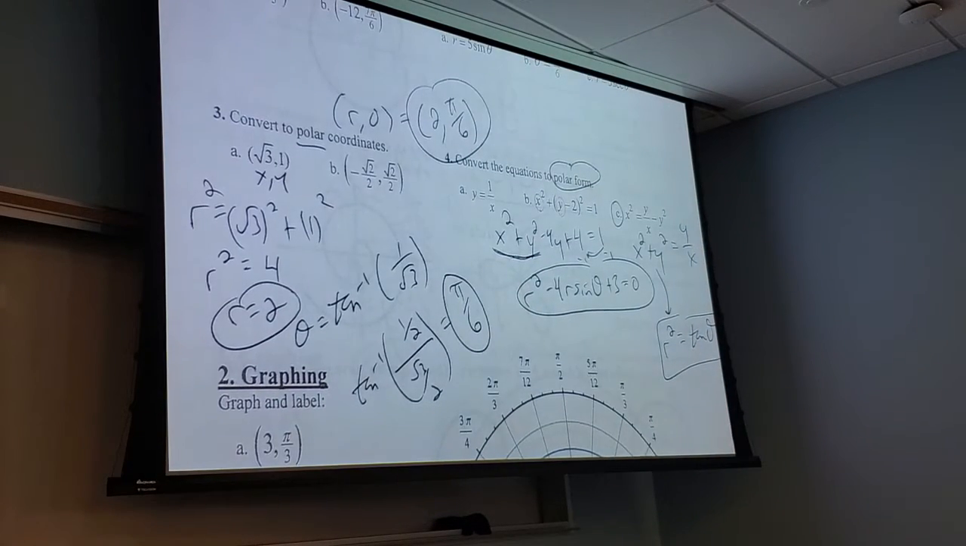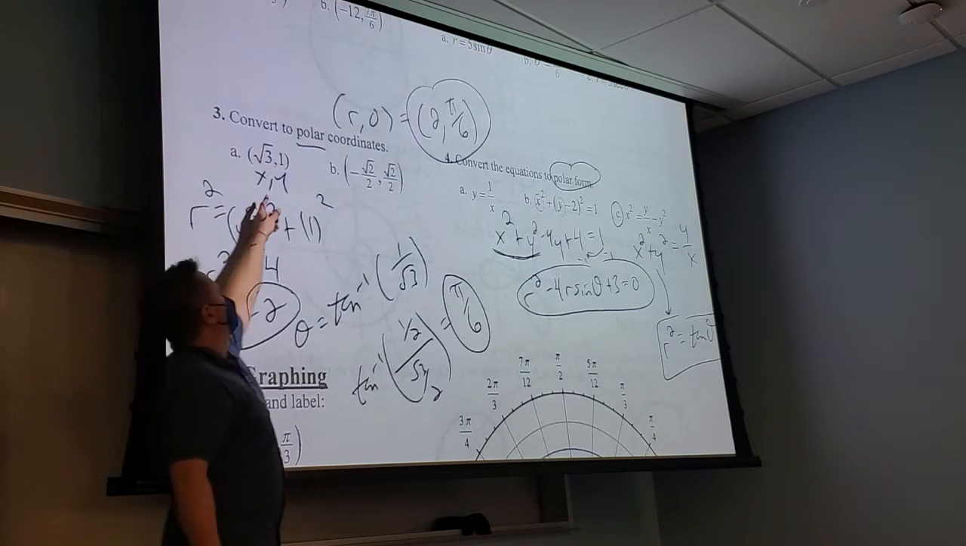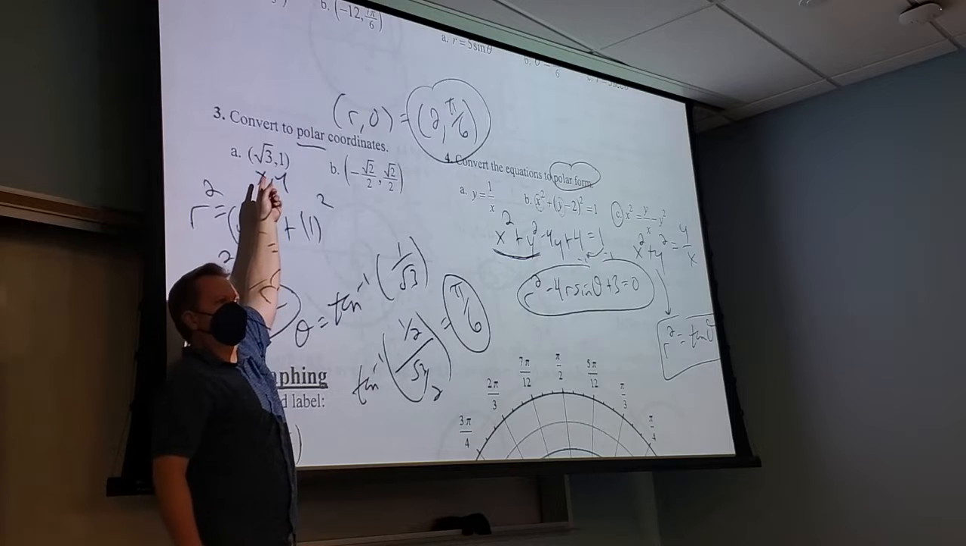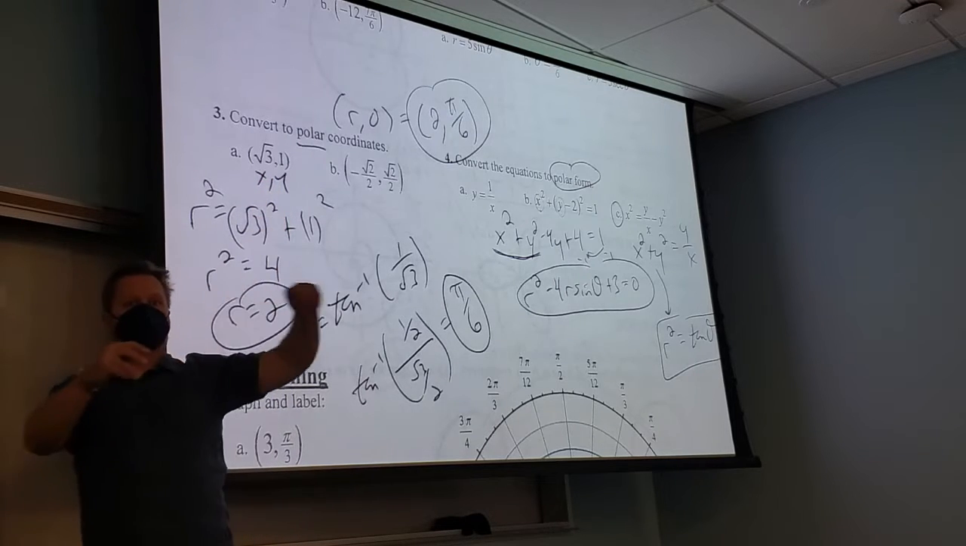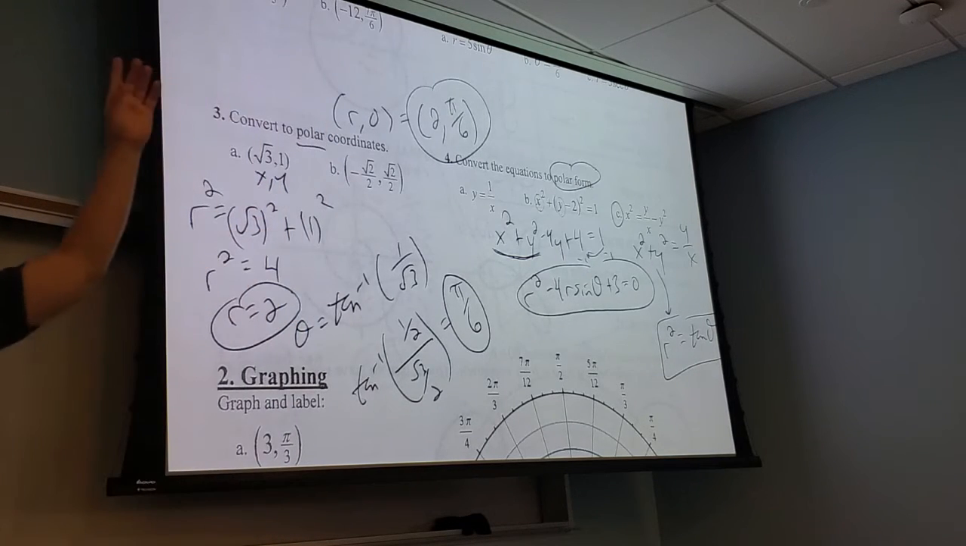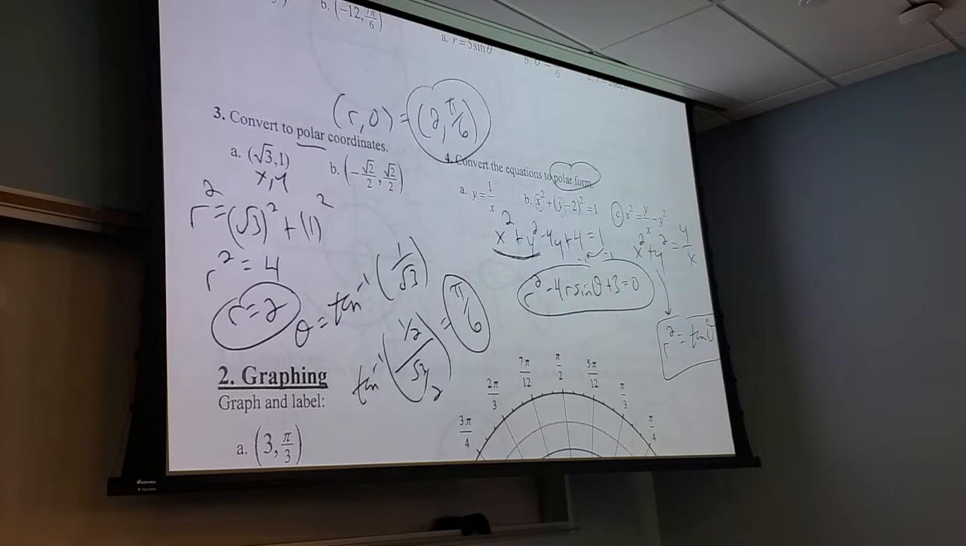And real quick, how do I know that pi over 6 is the right angle? Well, what quadrant is this point in? First quadrant, because x is positive, y is positive, right? So therefore, pi over 6 is not a reference angle, it's the actual angle. Okay, maybe.